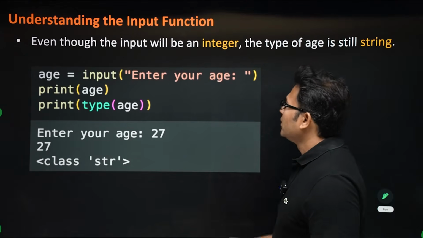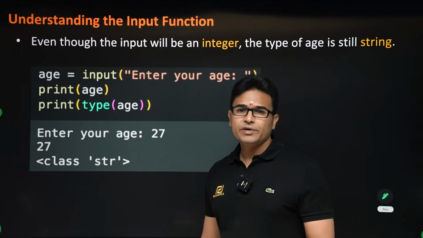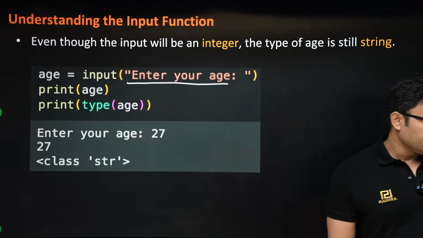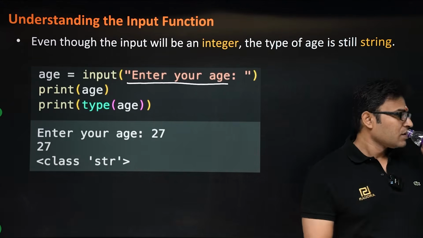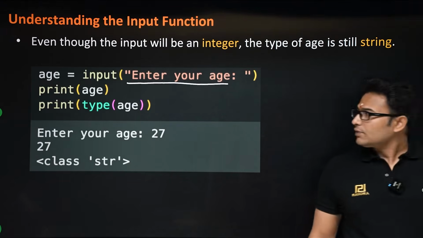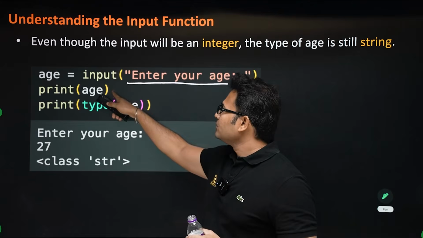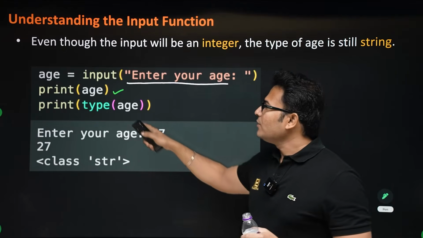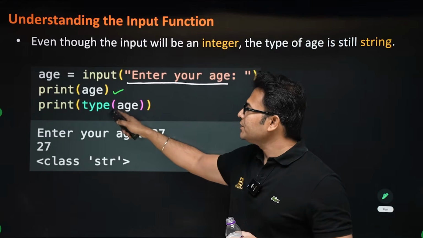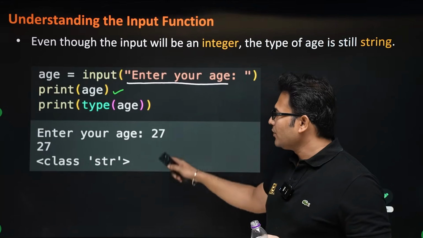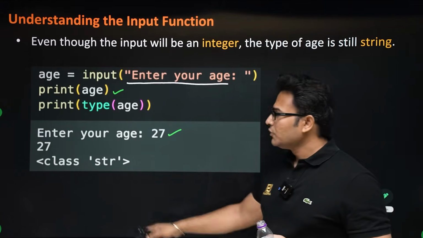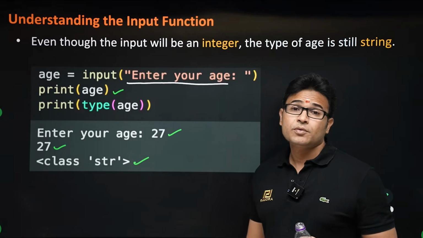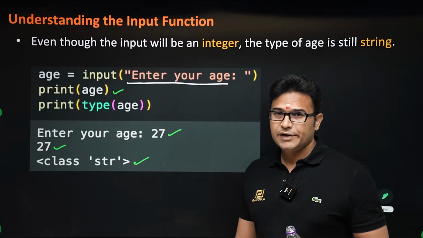Now, even if the input is an integer, it will be counted as a string. For example, let us say Enter your name is given, and we print the name. Let us say Enter your age is given, so the age will be entered. Then we print the age and see the type of the age. When you have given 27, which is an integer, 27 is displayed, that is fine. But the type of 27 is string, which means you cannot perform addition on that, right?